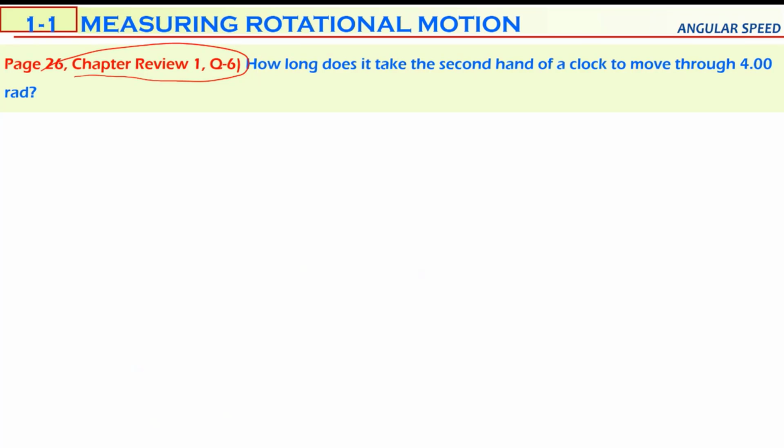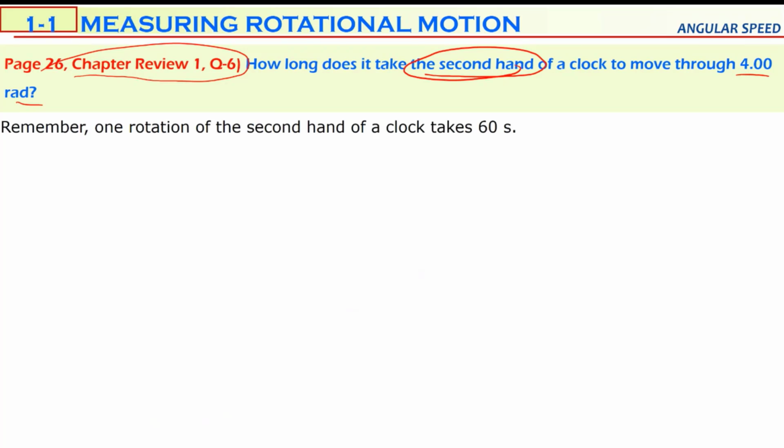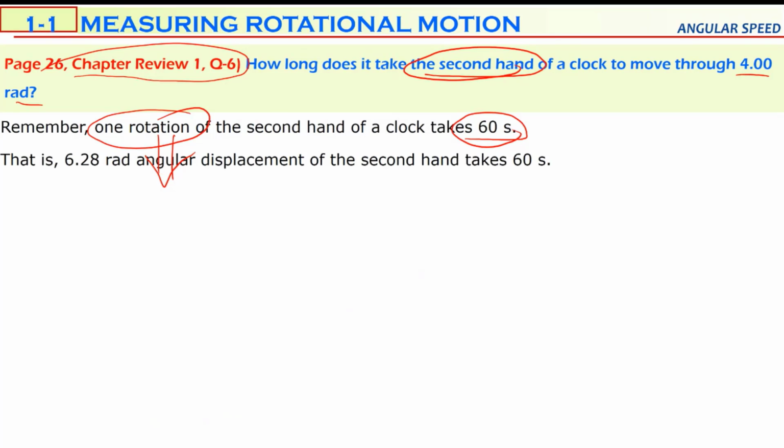How long does it take the second hand of a clock to move through 4 radians? That is, the second hand of the clock will move 4 radians in how many seconds? You are going to calculate this. We learned that one rotation of the second hand takes how many seconds? 60. Tell me, what is the angular displacement for one rotation? 6.28. Yes, 6.28 radians is the angular displacement for the second hand in 60 seconds.